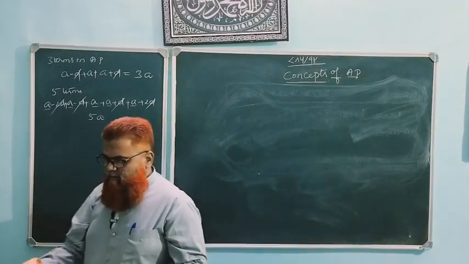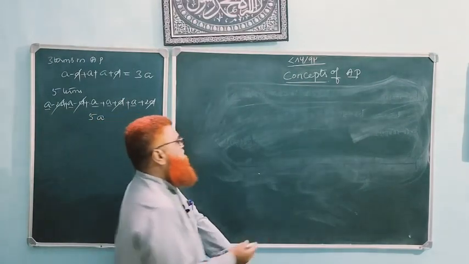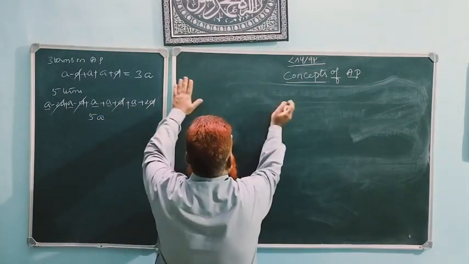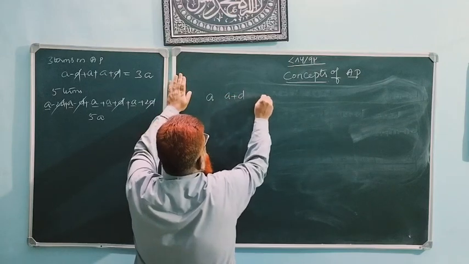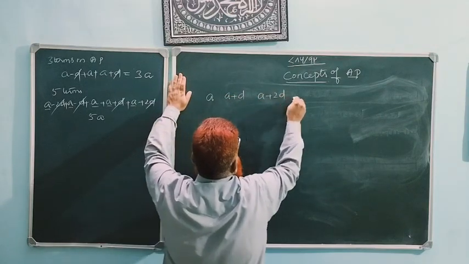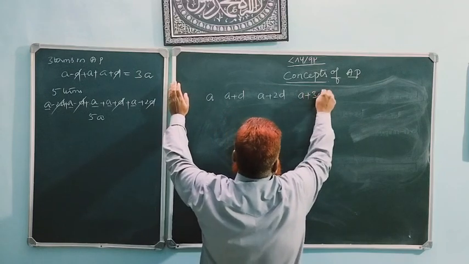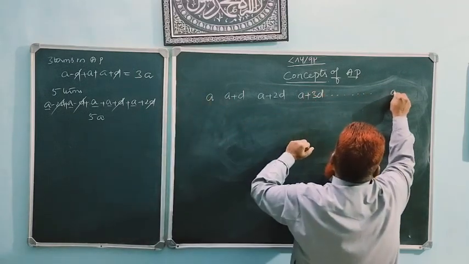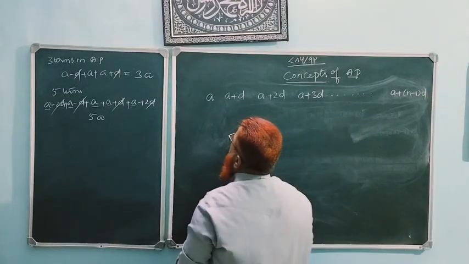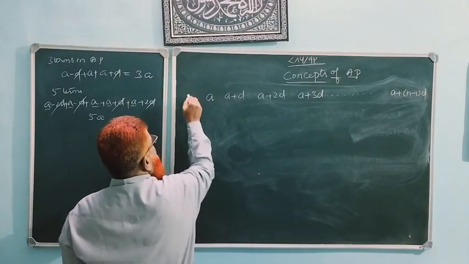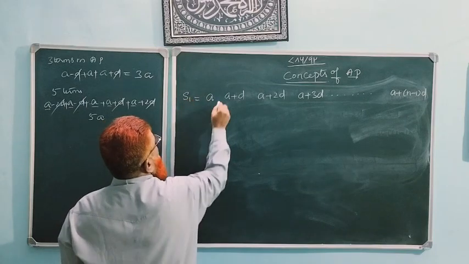Sum to n terms of an AP. What does the sum to n terms of an AP represent? First we write the arithmetic progression: A, A plus D, A plus 2D, A plus 3D, etc., up to A plus (n minus 1) into D. Call this series 1.